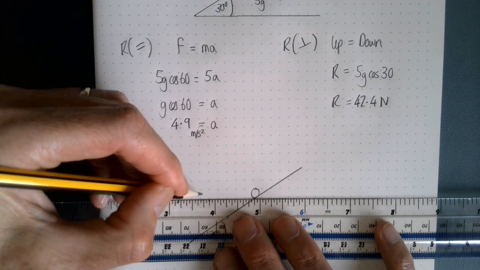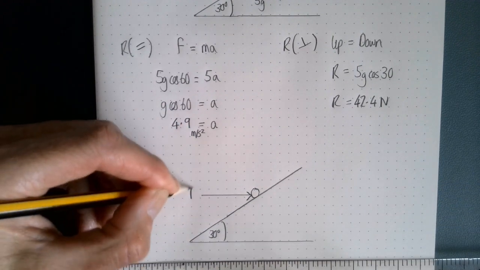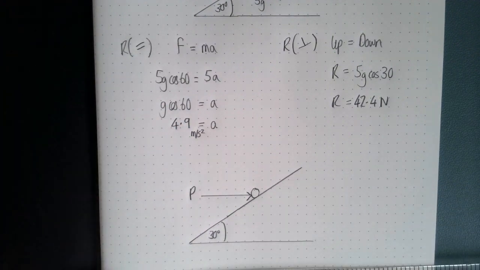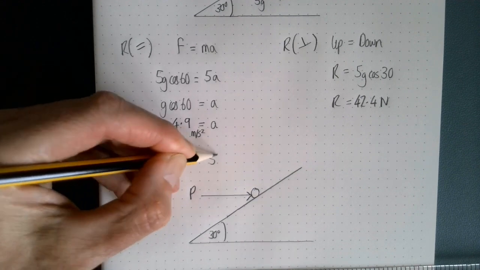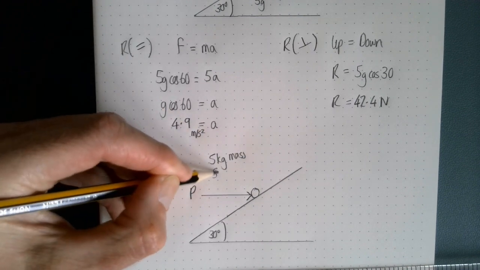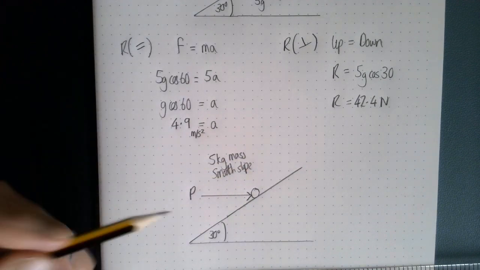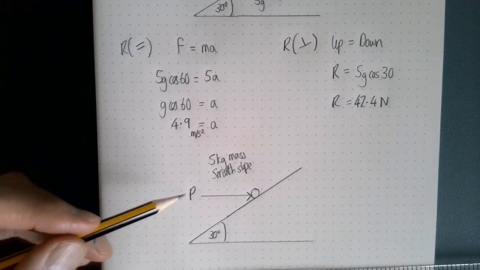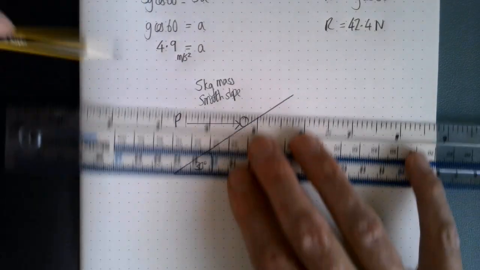But let's now say we want to apply a force here, and we want it to be holding it on the slope. So it's still a 5 kilogram mass, and it's still a smooth slope, but we want that force to be holding it in place. So we're dealing with equilibrium in this question.